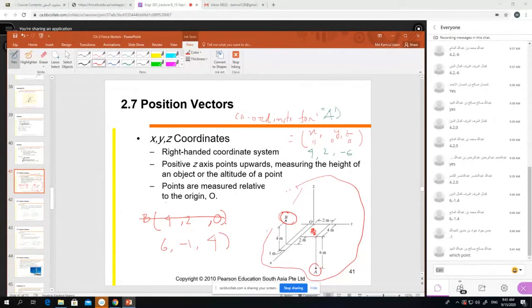One more. Which point? Point B here. This point. This is the point. Here is the point. Can you see that? I marked it. This is the point. I want the last answer. Quick. One more I'm expecting. What is the coordinate for B? Tell me quickly.